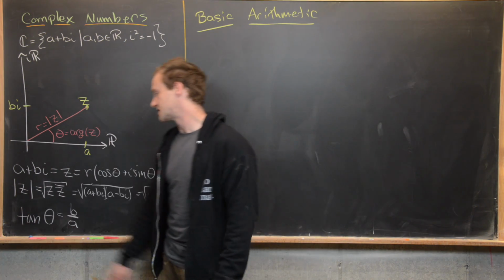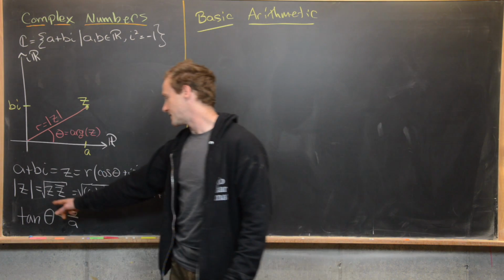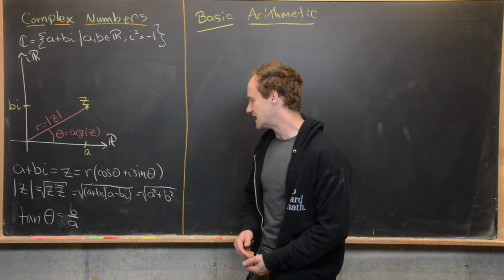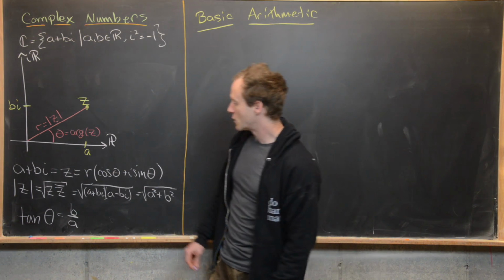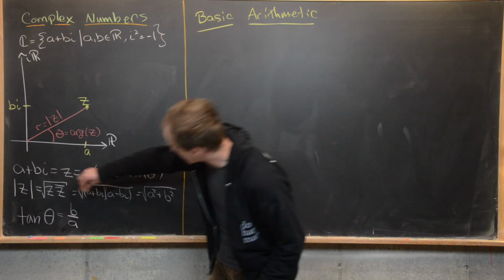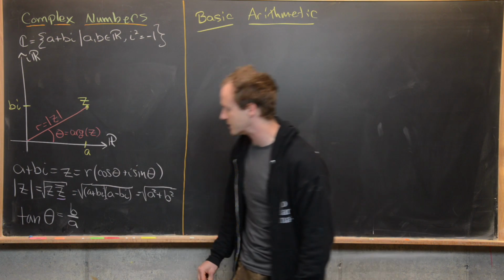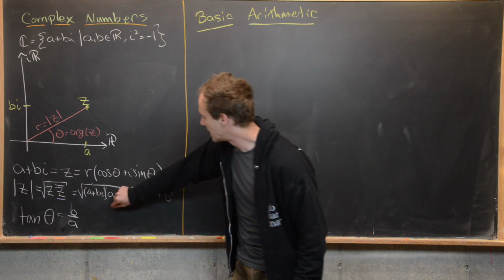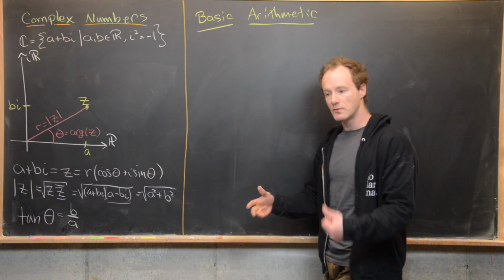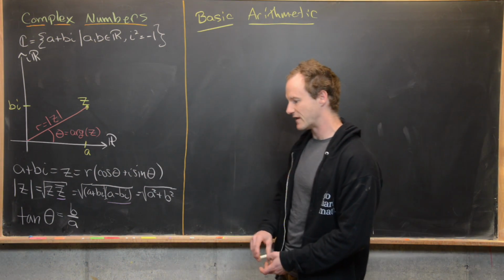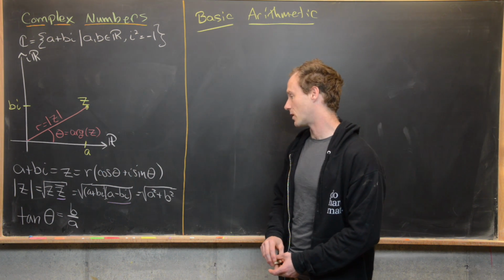So the modulus of z, that's the same thing as the square root of z times something called the conjugate of z, which I'm going to go ahead and build into the definition. So the conjugate of z, which I've underlined there in purple, is this a minus bi. So it's almost the same complex number, except we have negated the imaginary part.